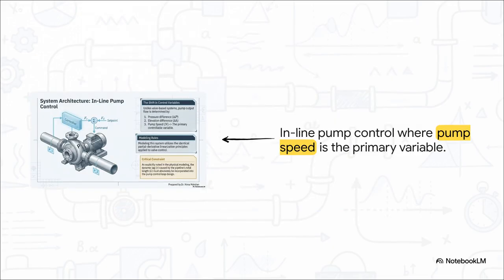Looking closely at this inline pump control architecture, notice a major shift here. Unlike valve-based systems where we manipulate a physical restriction, here our primary controllable variable shifts entirely to the pump speed, denoted as N. But what's really fascinating from a mathematical modeling standpoint is that we still utilize the exact identical partial derivative linearization principles we learned earlier. And just like valve control, the dynamic lag, our tau parameter, must absolutely be incorporated into the pump control loop design.